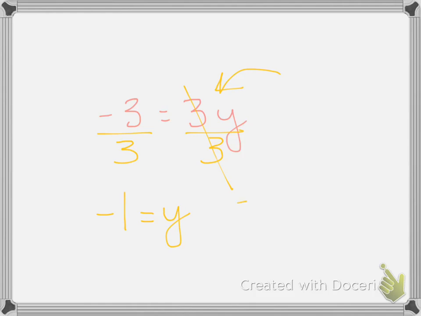Okay, now let's check our answer. We're going to replace this y with negative 1. So I have negative 3 equals 3 times negative 1, which is negative 3. So that was true, so y equals negative 1.